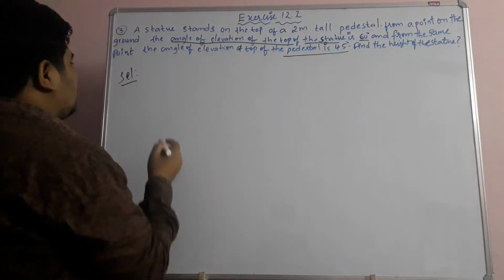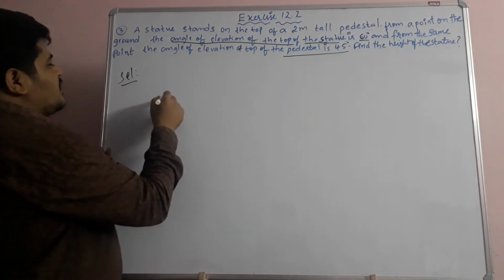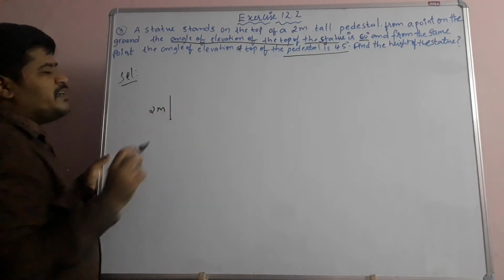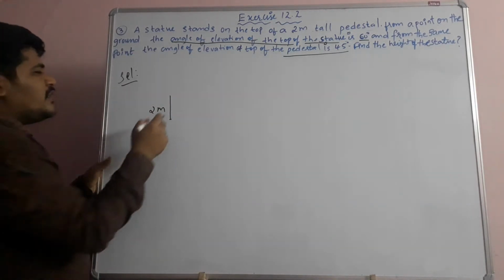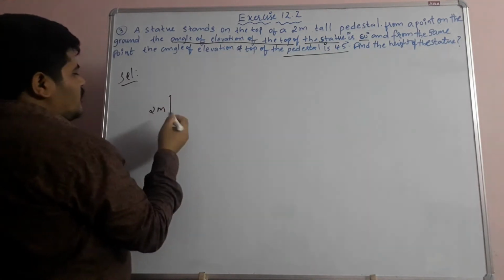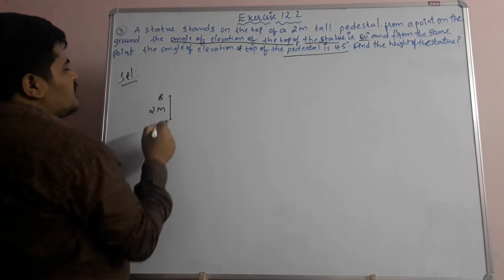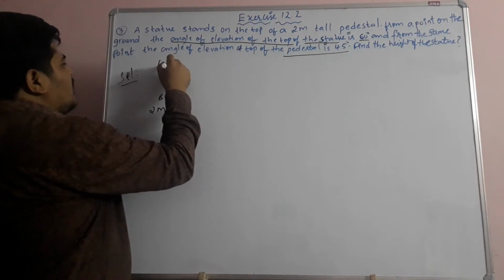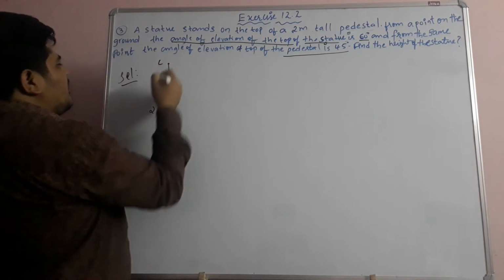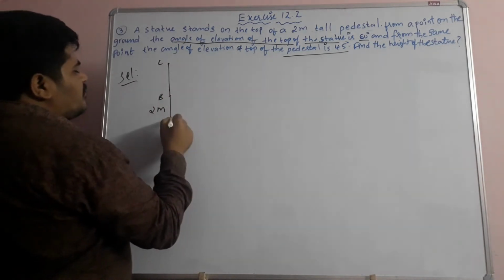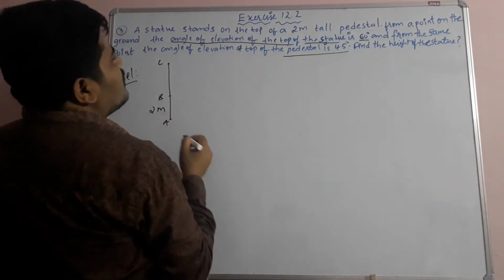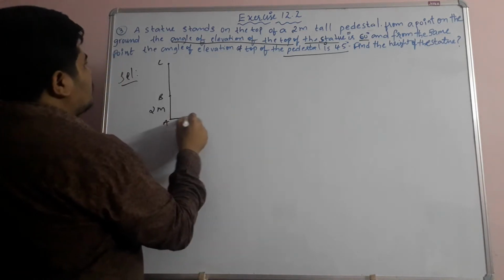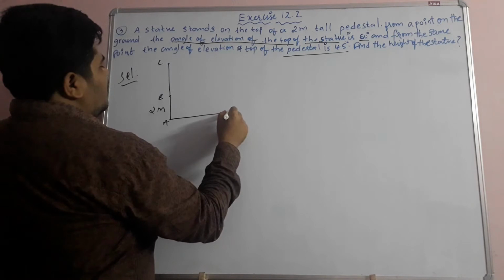First they mentioned a 2 meters pedestal. Suppose this is the pedestal, the 2-meter pedestal, and let us name it AB. Above this pedestal there is a statue. The height of the statue is BC, and from a point on the ground, this point, the observer looks.